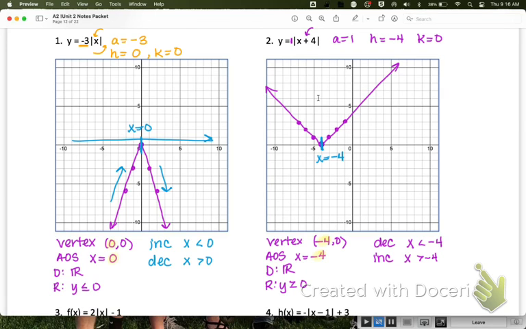All right, I'd love for you to pause the video and try 3 and 4 on your own so that you can do a quick little brain check and see if you understand this. I'll come back with the answers to number 3 and 4 in just a couple of seconds.